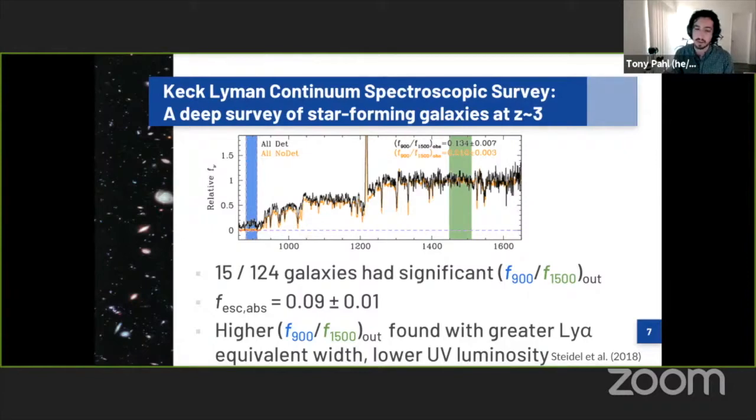Just to explain that parameter briefly, here is a composite of these objects at the top, and I've highlighted the blue region, which is F900, the flux density of the ionizing UV photons from this composite, as well as F1500, the flux density of non-ionizing UV continuum. And then the out part refers to the fact that this measurement has been corrected for attenuation due to the IGM and CGM. So after taking this average measurement and performing SPS models to the spectrum, we can estimate an F-escape at redshift 3 of about 9% plus or minus 1%.